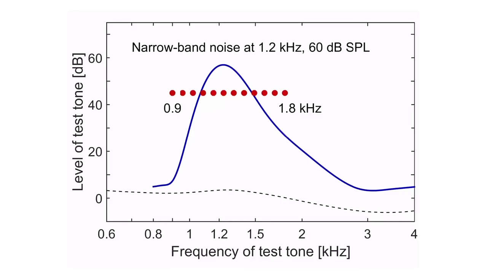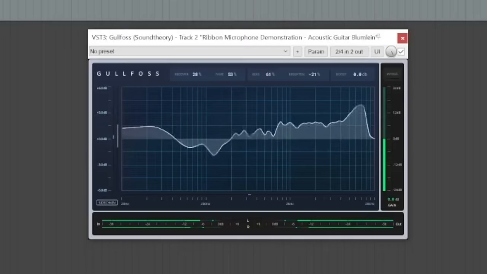It's important to understand that masking is a psychoacoustic phenomenon. In the first example, the tones were present the whole time, even though they seemed to disappear behind the noise. We didn't hear them through the noise because of the limitations of the human auditory system. And this is why Gullfoss is so effective, because it utilizes a computational model of audio perception.